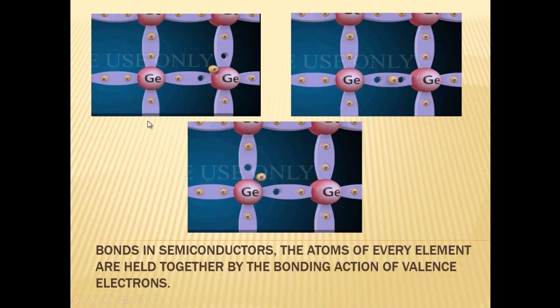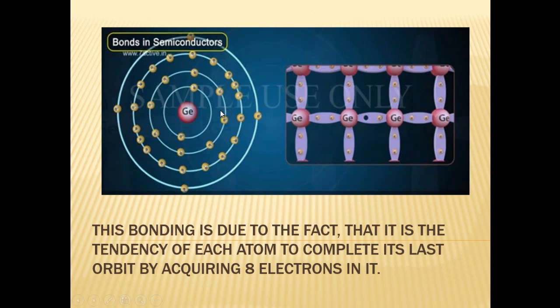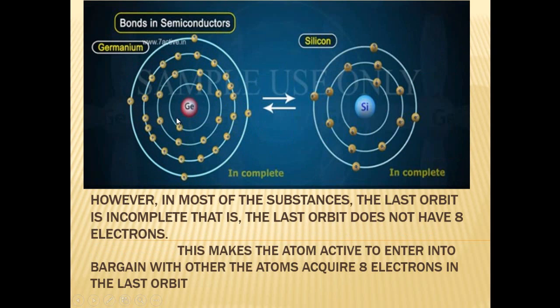The atoms of every element are held together by the bonding action of valence electrons. This bonding is due to the fact that it is the tendency of each atom to complete its last orbit by acquiring 8 electrons in it. However, in most of the substances, the last orbit is incomplete, that is, the last orbit does not have 8 electrons. This makes the atom active to enter into a bargain with other atoms to acquire 8 electrons in the last orbit.